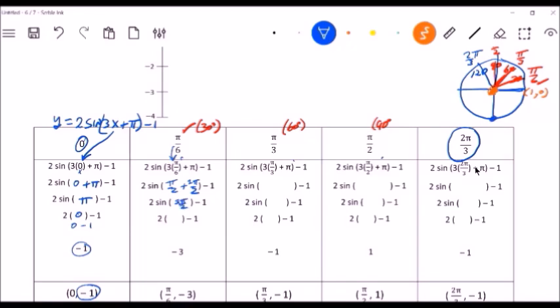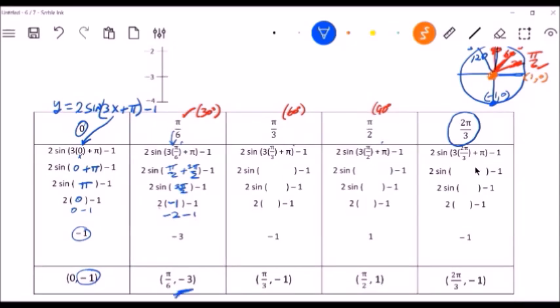And at 3 pi over 2, at this point it's -1, the x value is -1, so I put -1 in here. 2 times -1 is -2 minus 1, and that gives us -3. And that's why we get this one.